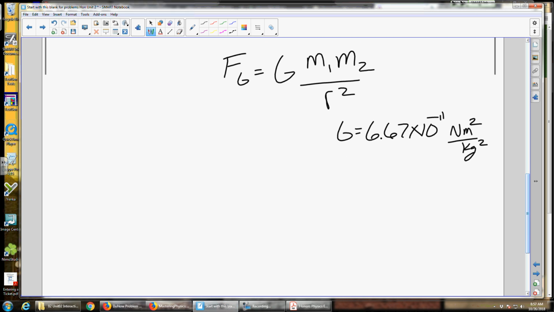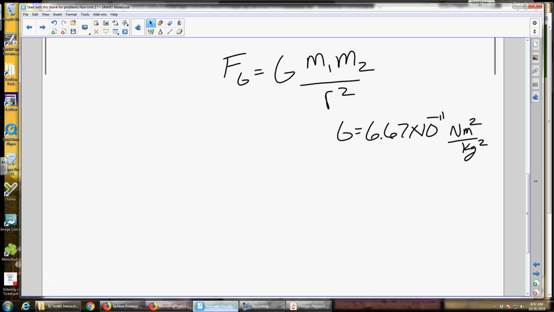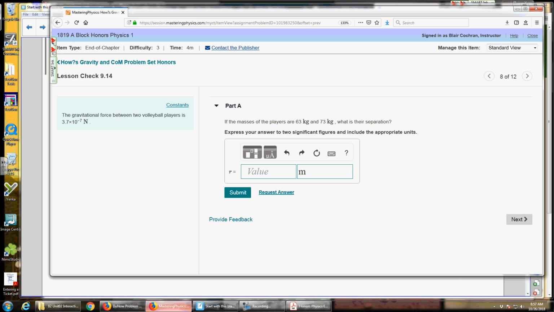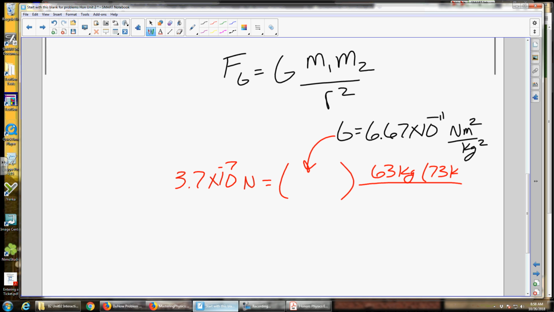And now it's just substituting in, right? I know big G. They tell me M1, 63 kilograms. They tell me M2, 73 kilograms. They tell me the force, and so the only thing I'm left with is the radius. I know everything else. So substituting in 3.7 times 10 to the negative 7 newtons equals, substitute big G. For me, it's 63 kilograms times 73 kilograms.